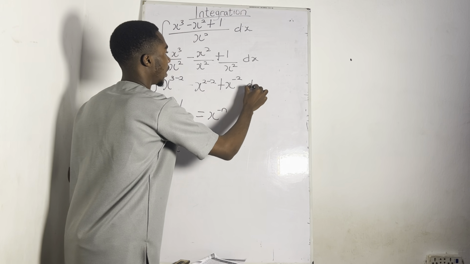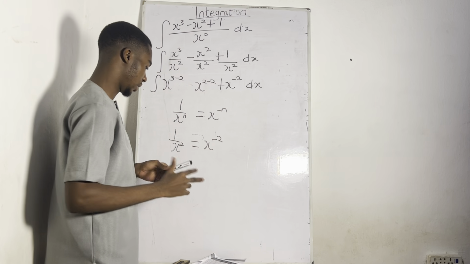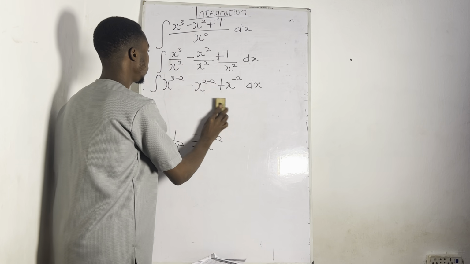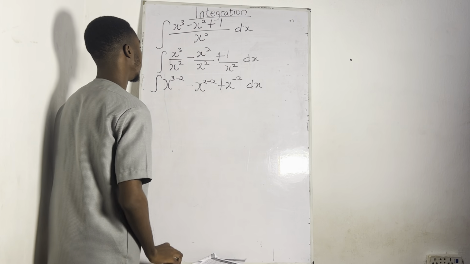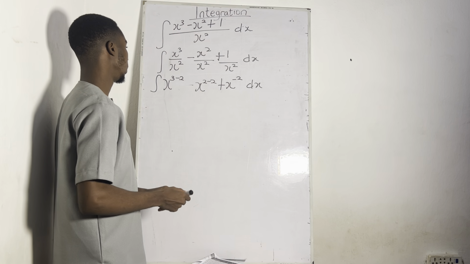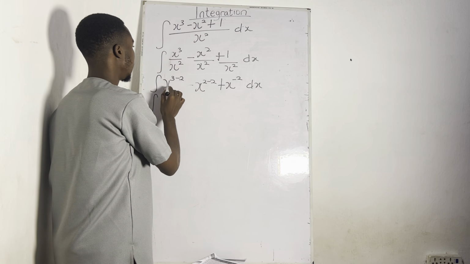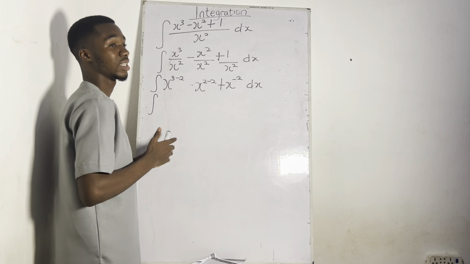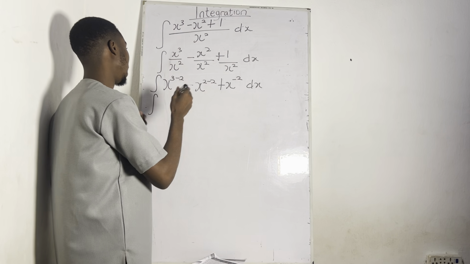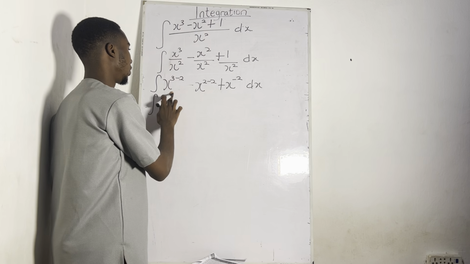Then we bring our dx. Please, I hope no one is confused. So you've still not started integrating. We are just simplifying this. So let's continue simplifying it. You bring our integral sign, and you have x exponent 3 minus 2. What is 3 minus 2? 1. And x exponent 1 is the same as x. So we have x here.